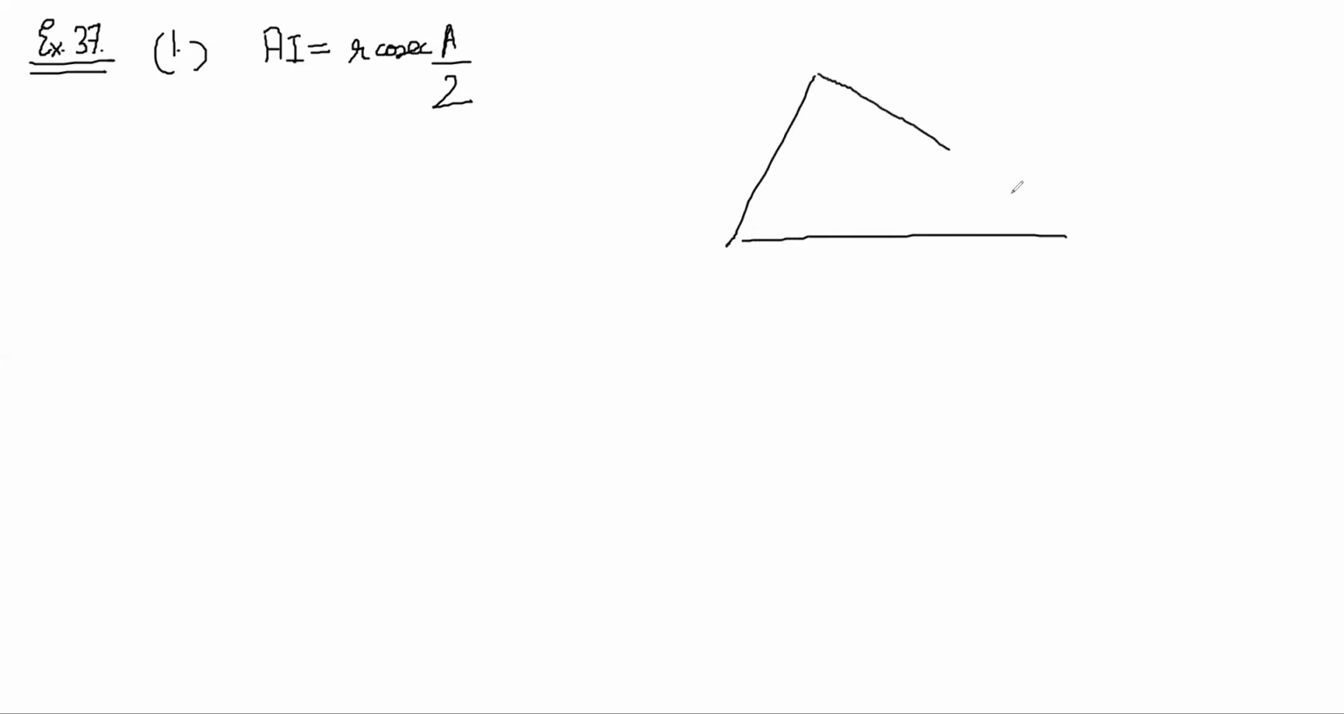So let's just look at the first question. Prove that AI is equal to R cosec A by 2. AI is the distance between vertex A and the incenter. Let's call this B, this A, and this C. This is my angle bisector, and let's say this is another angle bisector. So this is the incenter, I.